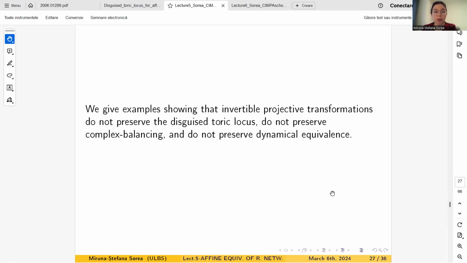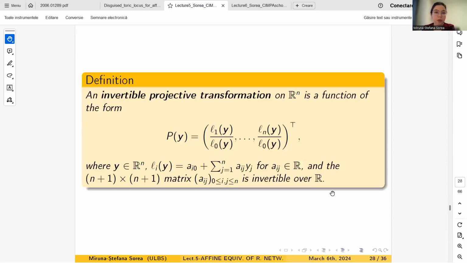Okay, so let's see some examples. First of all, I thought it's important to give a definition, just to fix also notation: what is an invertible projective transformation on Rn? This is an affine expression of such a transformation. It's a function of this form.